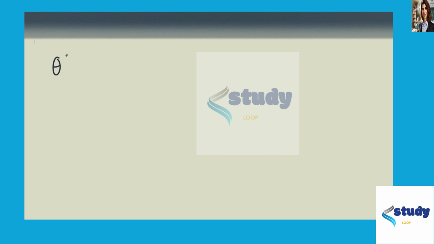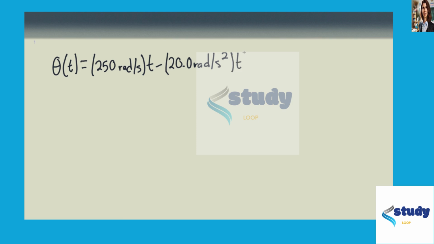We have theta(t) equals 250 radians per second times t, minus 20.0 radians per second squared times t squared, minus 1.50 radians per second cubed times t cubed.